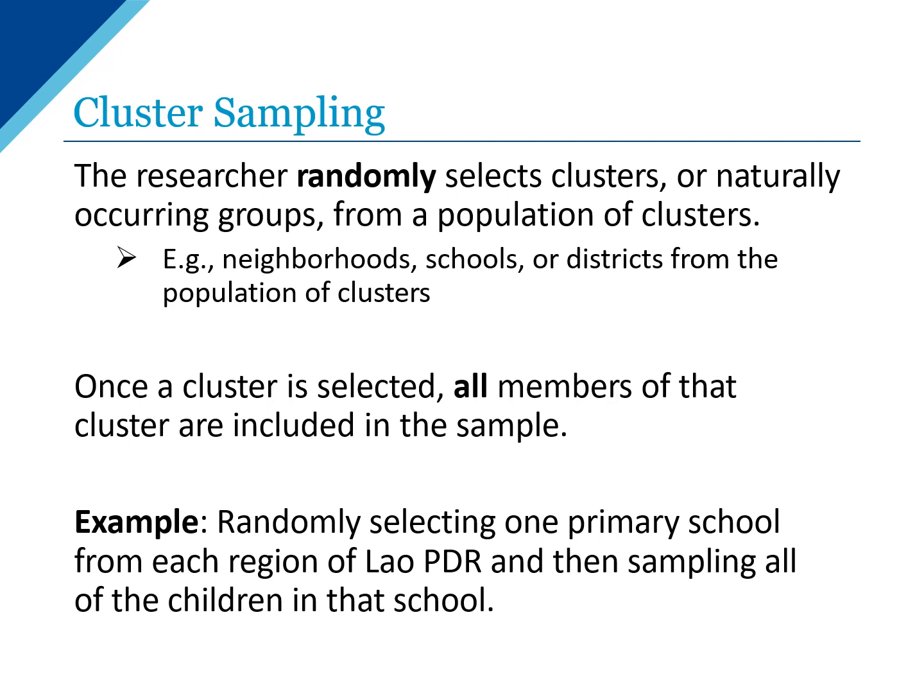Cluster sampling is often used when your sample can be made up of naturally occurring groups like schools or communities. You have a population of the clusters, select clusters randomly, and then sample everyone in that cluster group. For our example, you may select one primary school from each region of Lao PDR and then include all children in that school.